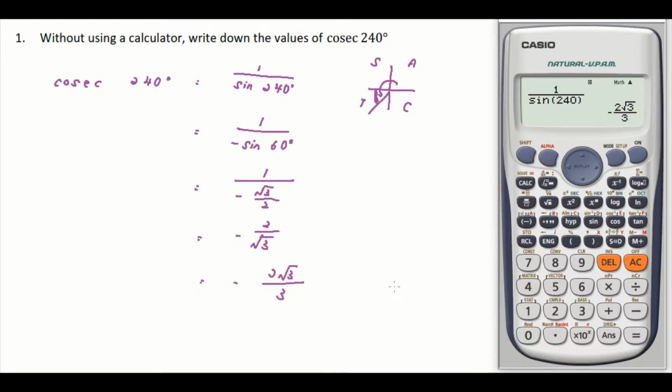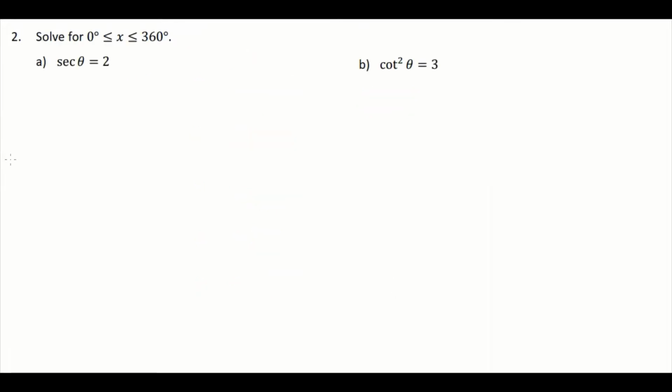Okay, so let's go to the second question. Number two, solve the following equation. The equation is actually quite an easy one also. It's just for you to get familiar with the function. So secant theta equals 2. Same thing, the first thing that you need to do is change it into sine, cosine, tangent first.